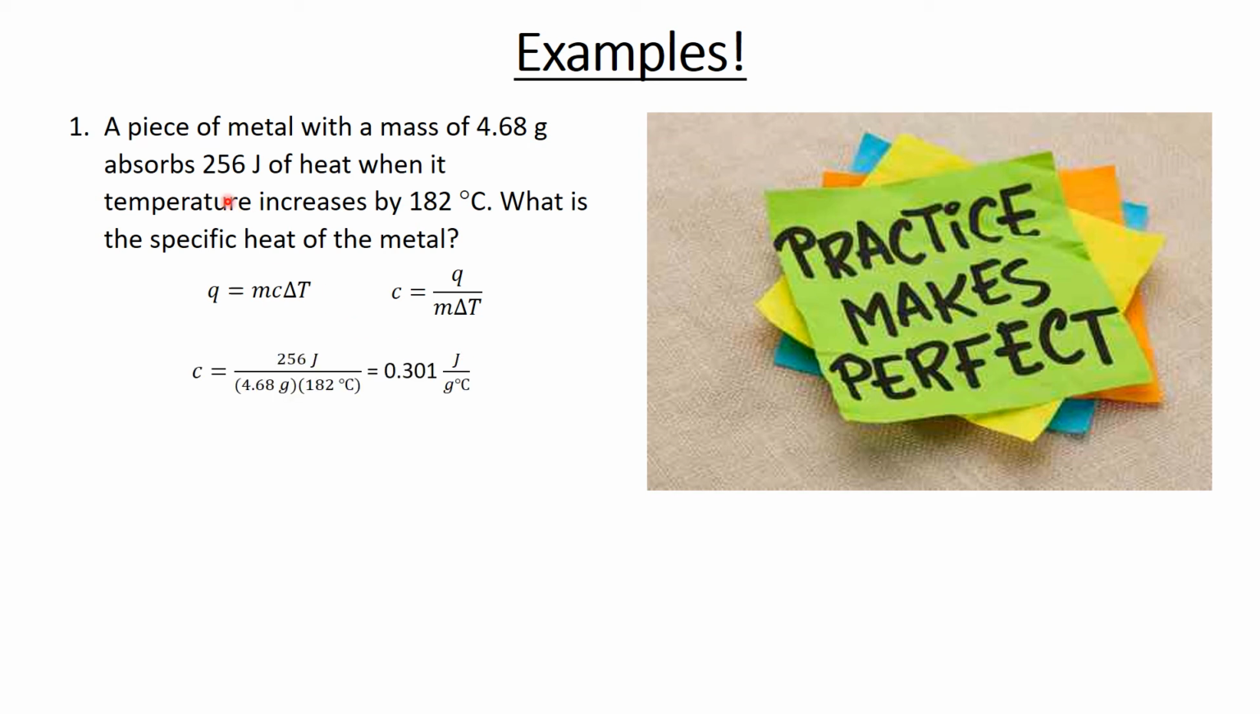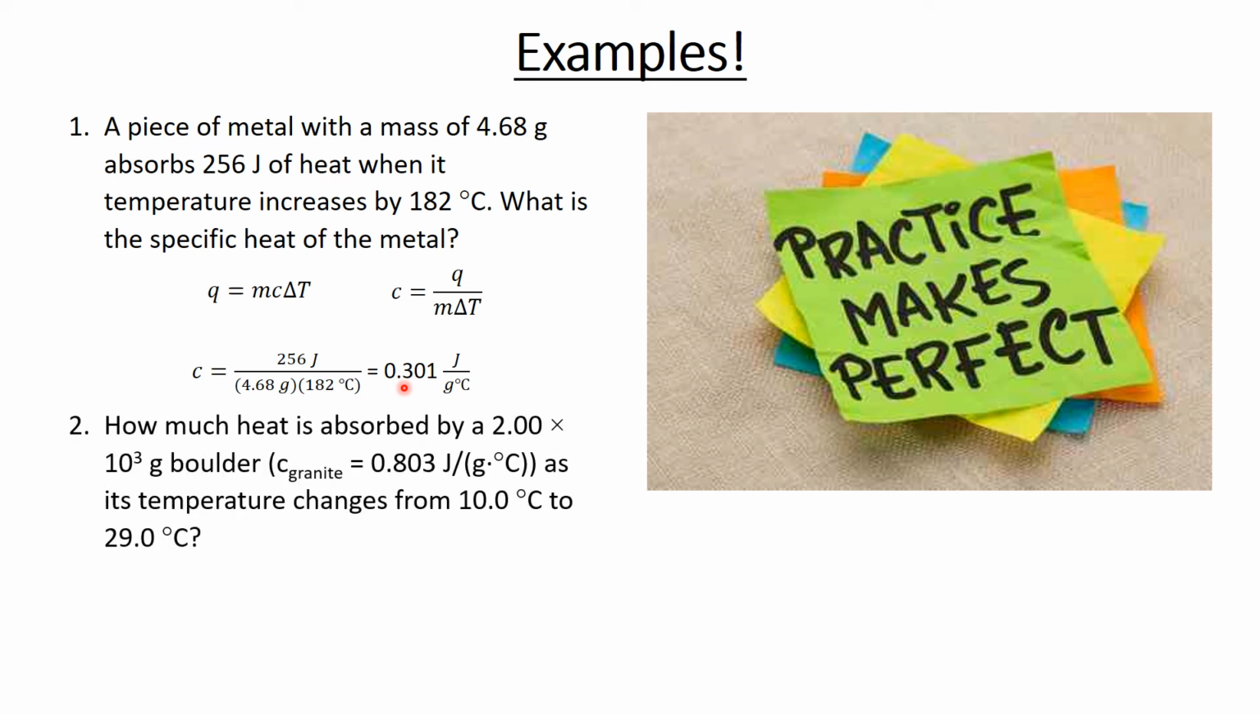And then we plug in our numbers. So the amount of energy that we apply is 256 joules. The mass is 4.68 grams. And the change in temperature, because the temperature is increasing by 182 degrees Celsius, is just 182 degrees Celsius. So the specific heat is 256 joules divided by 4.68 grams divided by 182 degrees Celsius. So we should get 0.301 joule per gram per degree Celsius.